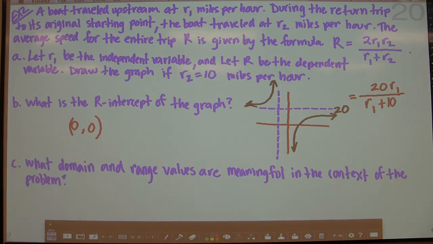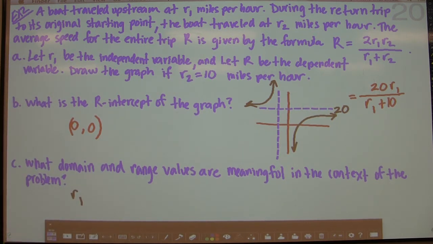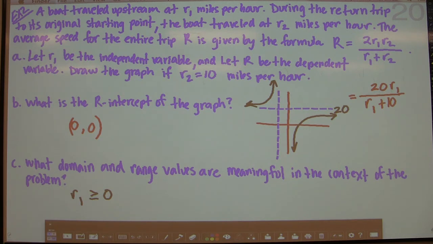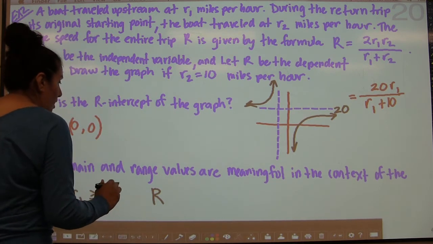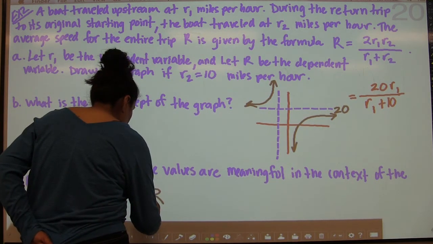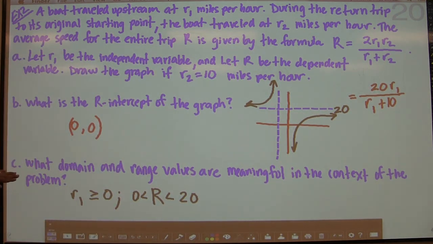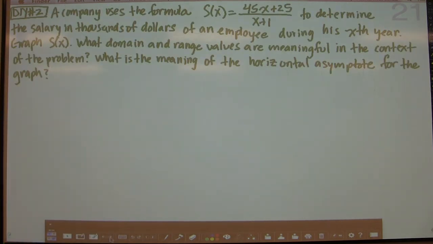Well, for the little r1, we'll start with that little guy right there, you want it to be greater than or equal to 0. And then for big R, which is the y values, you want those to be also between 0 and 20. Okay, so the domain is little r1 greater than or equal to 0. For the range, you want it to be less than 20, but greater than or equal to 0. So there you go. Now you can try this little guy on your own.